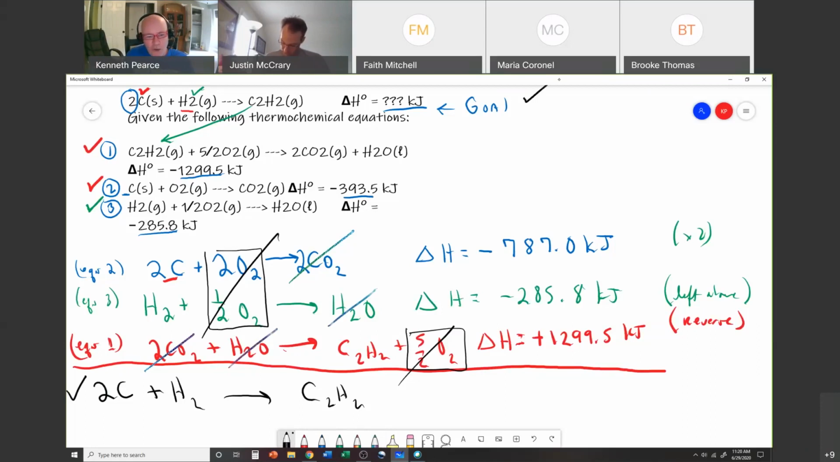Okay, so we're able to get our goal equation from manipulating the original equations, and now we can safely go over here and say delta H is, and we say minus 787 minus 285.8, and then we say plus 1299.5. And I get positive 226.7 kilojoules. And there it is.